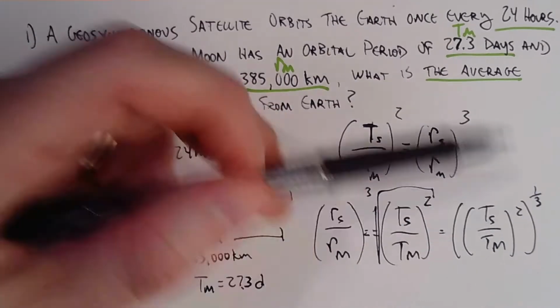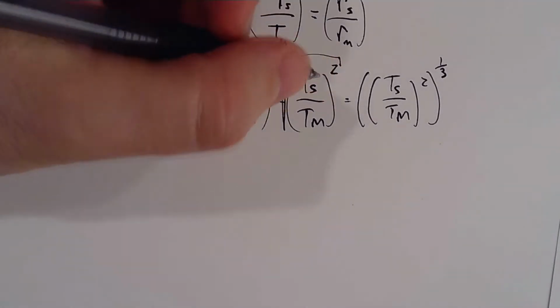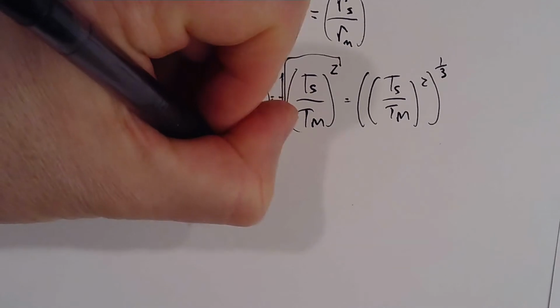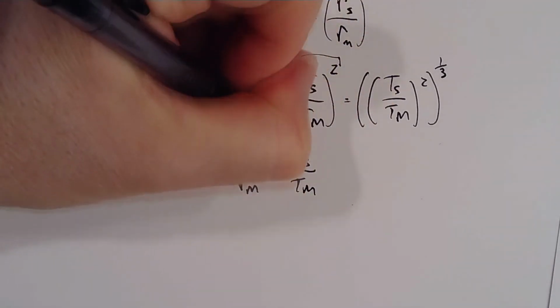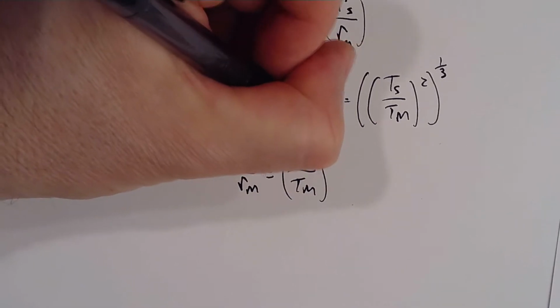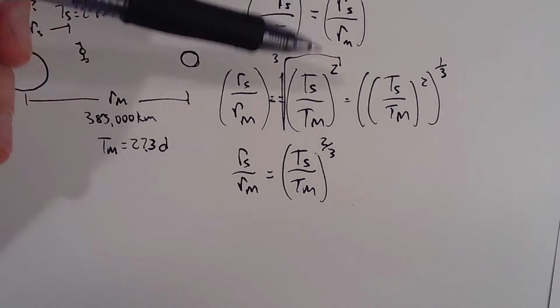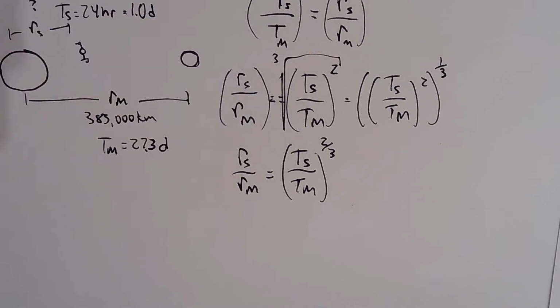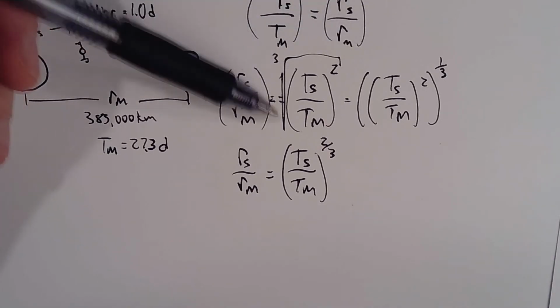And those two exponents can combine together to give us this: RS over RM equals TS over TM, all that to the 2/3 power. Now, I personally prefer to see it this way. I like to combine these exponents together so we don't have to work with them separately. So again, I want to get RS over RM out of that cube. So I take the cube root of both sides.